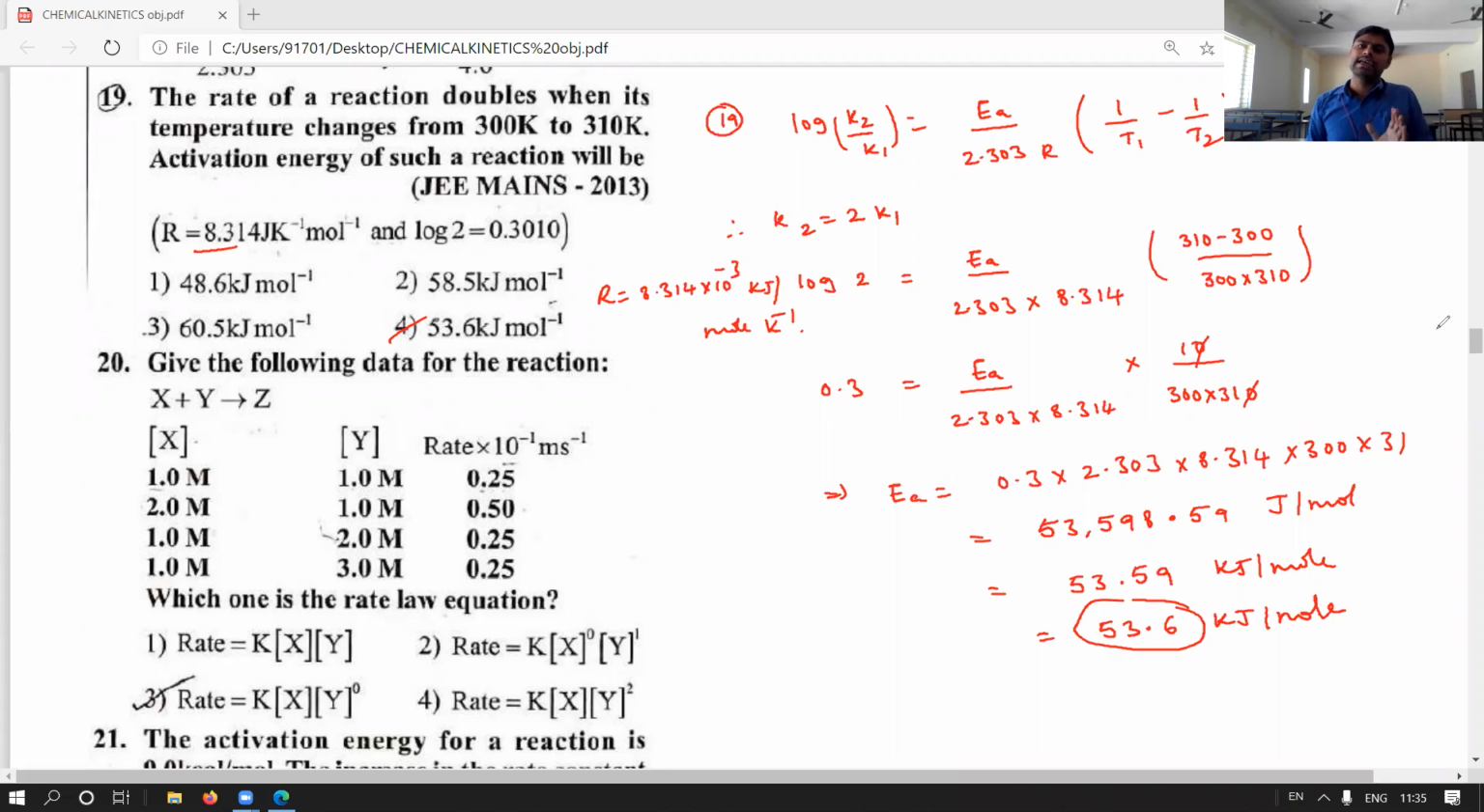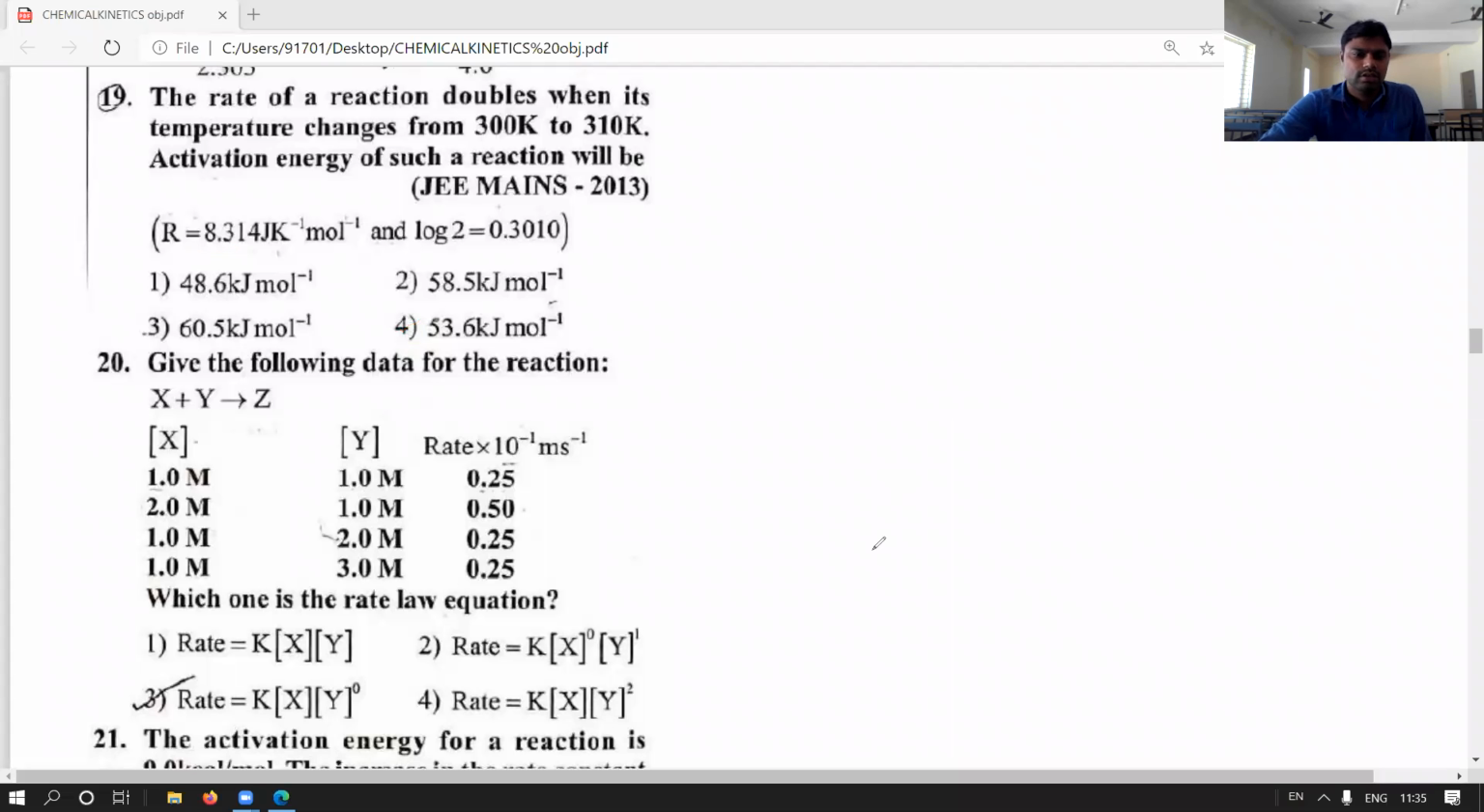So here we directly need to use the Arrhenius equation. Log K2 by K1 is equal to Ea by 2.303 R into 1 by T1 minus 1 by T2. That is a very, very important formula. They compulsorily ask questions related to these formulas in objective examinations like NEET, JEE and CET also. Sometimes graphical representation questions are also asked. Okay students, let's see how to solve the next, 20th question.